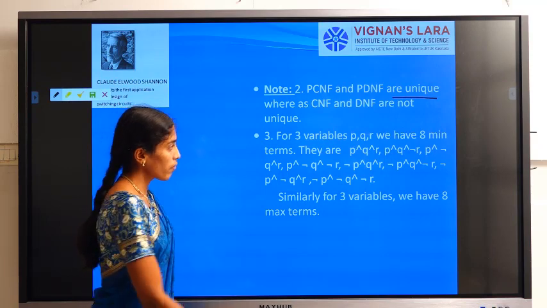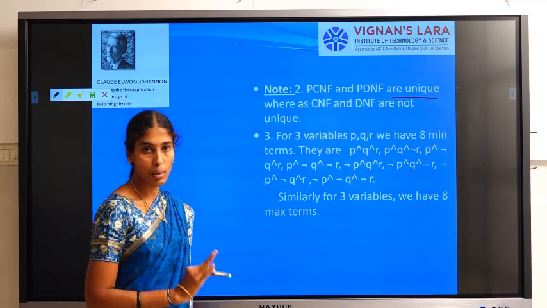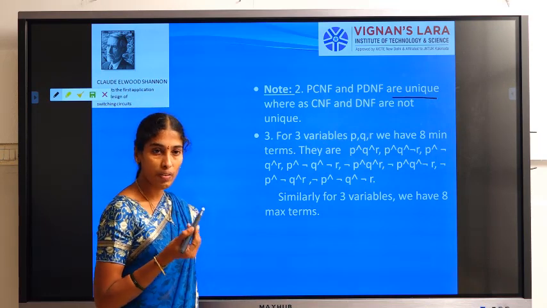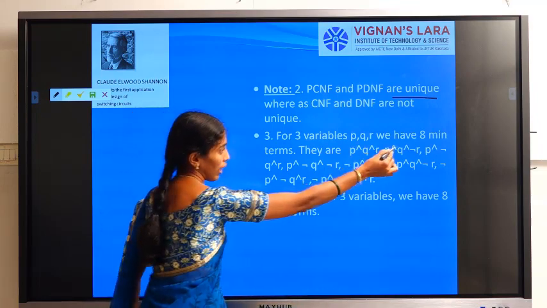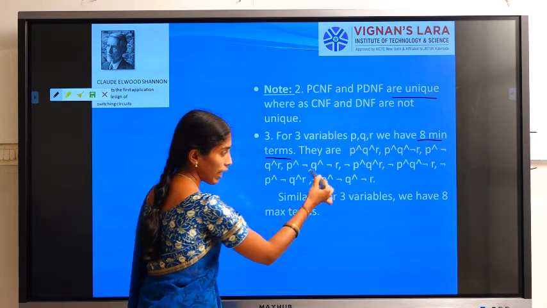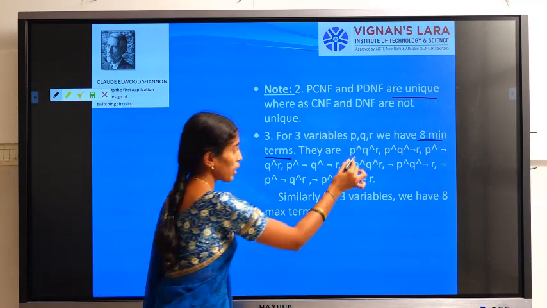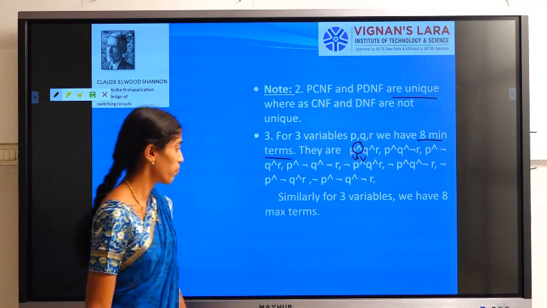Next, for three variables P, Q, R, we already discussed this. Because three variables are present, we get 2 cube, 8 min terms, as well as 2 cube, 8 max terms. These are the 8 min terms. I wrote clearly here 8 min terms. Similarly, we will get 8 max terms by replacing each AND symbol by the OR symbol.